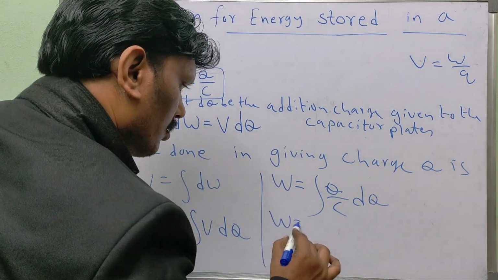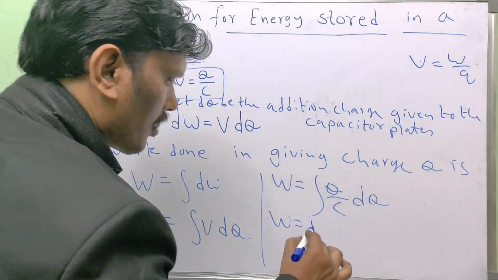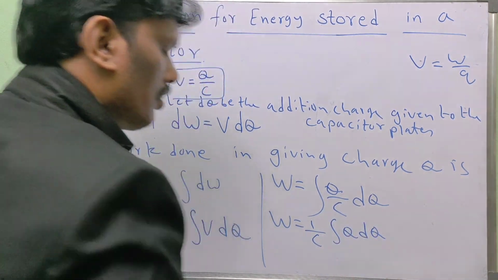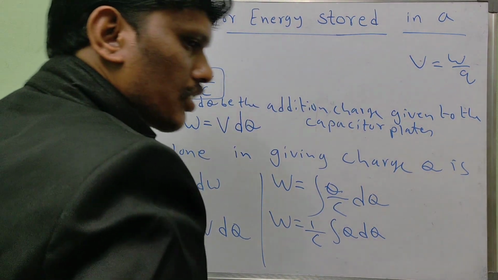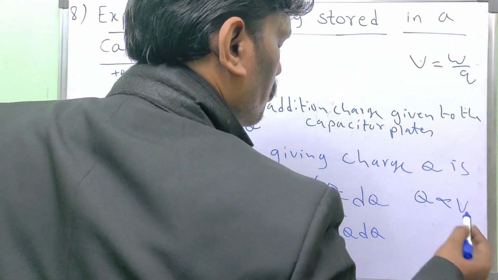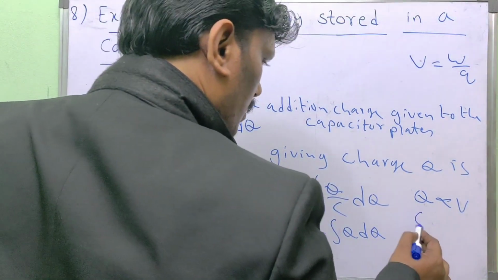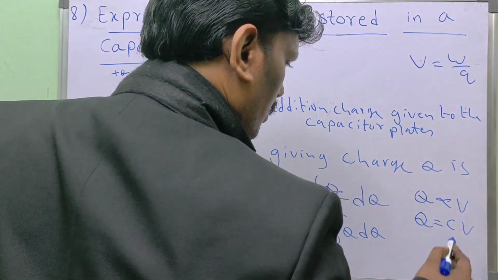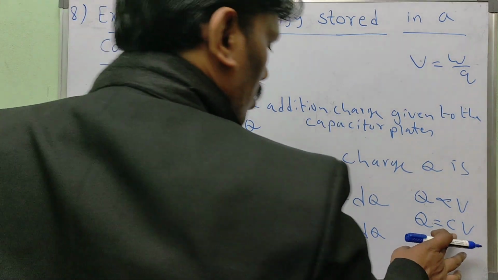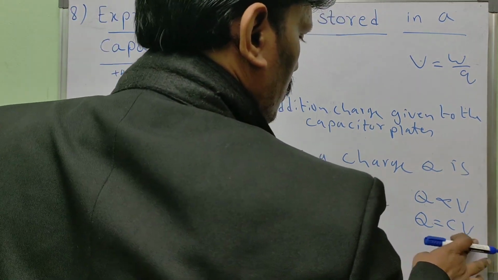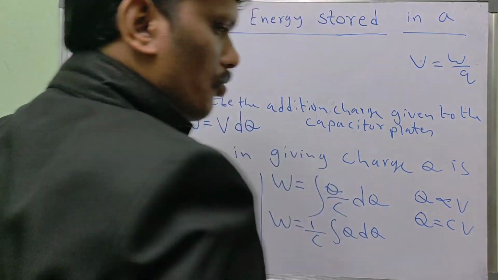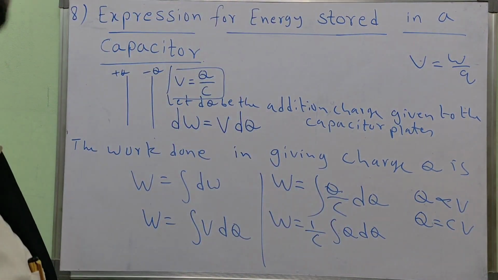So W is equal to 1 by C, denominator C constant, take it out, integral Q dq. C is constant, my dear student. Actually, charge and V both are directly proportional to each other. There the proportionality constant is C. Capacitance is the proportionality constant. That's why the capacitance does not depend upon these potentials and charges. Remember, my dear student, the capacitance only depends on dimensions.